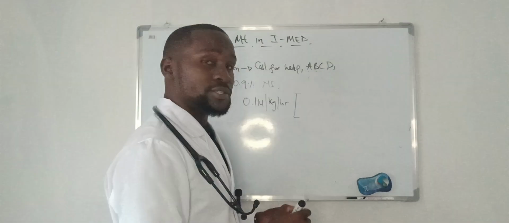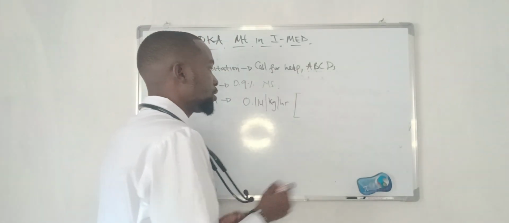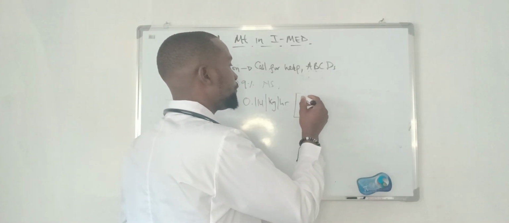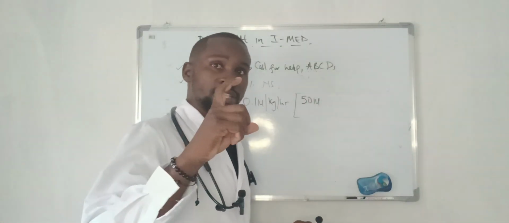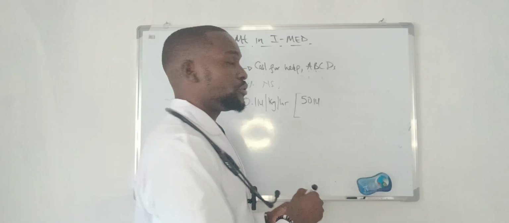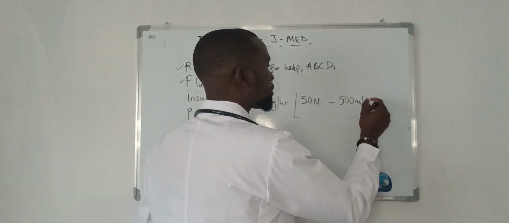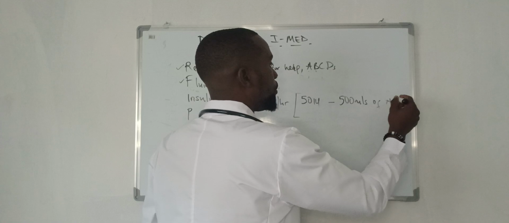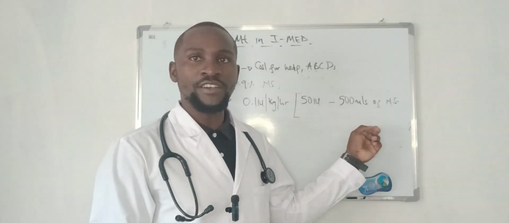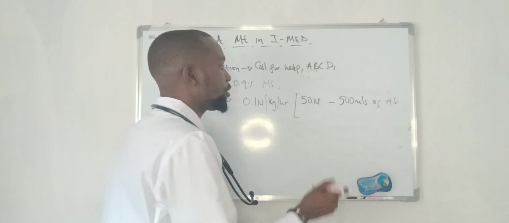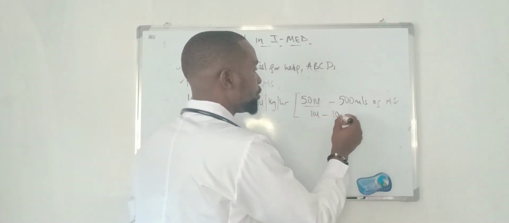Now, how do you give this 0.1 international units? So what you do is you get that vial of insulin. So you are going to get 50 international units. That thing contains 50. So you draw the 50 international units, you put it in 500 mils of normal saline. What you are going to have is as good as saying you have 1 international unit in every 10 mils.